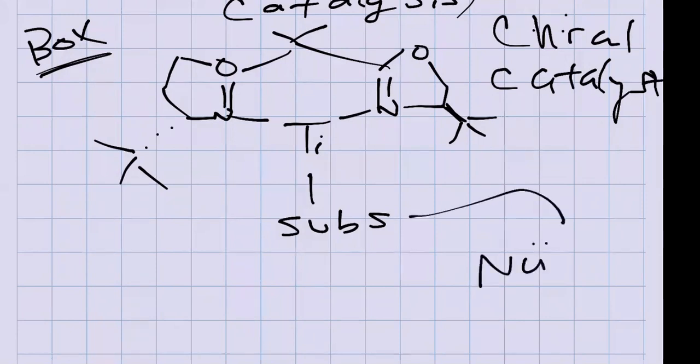When it attacks the substrate, it's going to attack from the side that is least sterically hindered. So it's either going to come from the top face or the bottom face, but you can see over here this is on a wedge, and so that side is going to be blocked. So it'll have to come from the top face on this side.